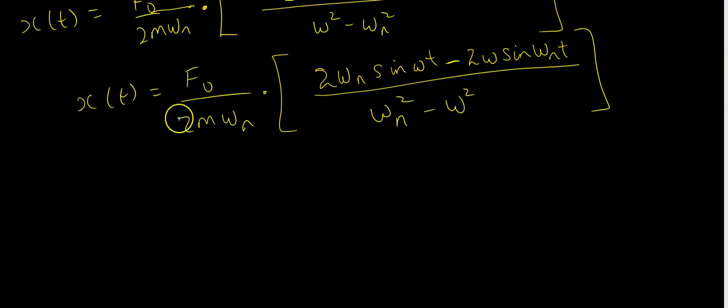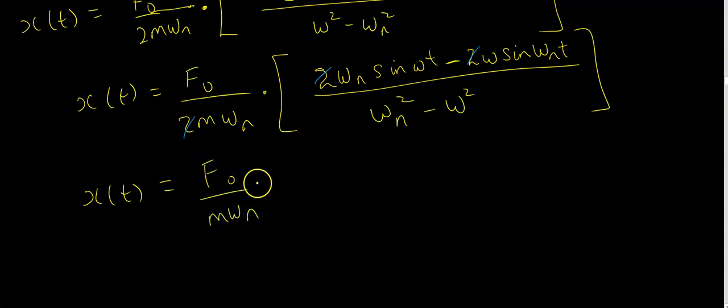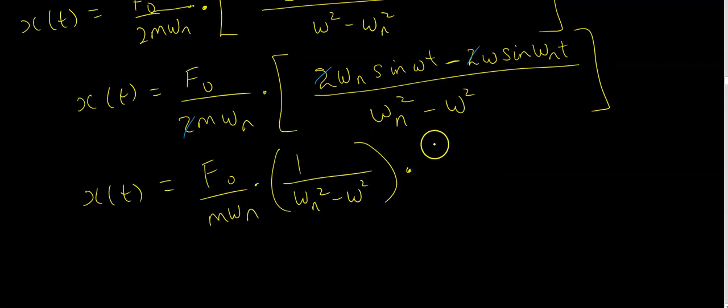You can see that these two cancel out immediately. But you can start simplifying it a little bit. And you can recognize, well, it's going to be f naught divided by m omega n. I'm going to write this a little bit differently now. I'll put omega n squared minus omega squared here. Then this is really omega n sine omega t minus omega sine omega nt.